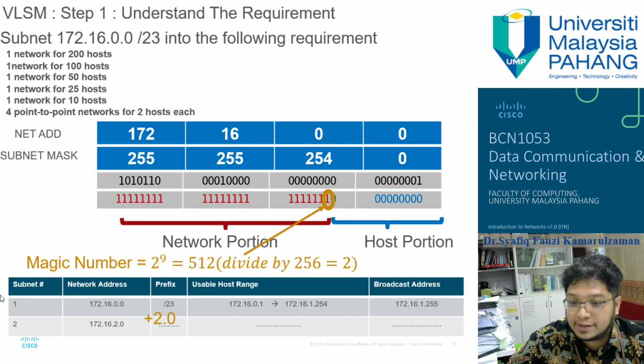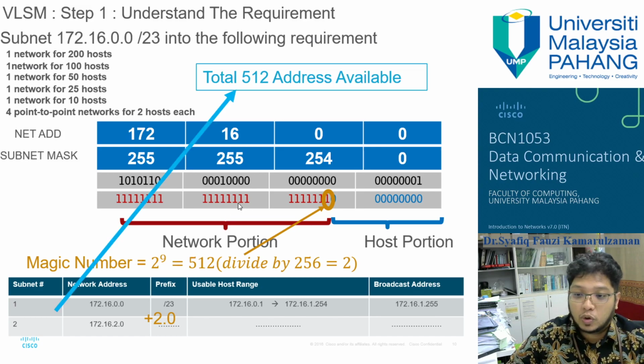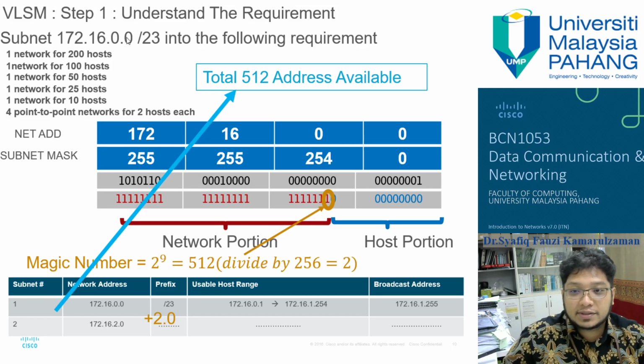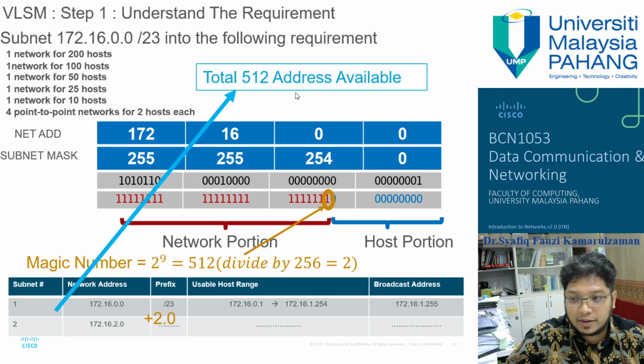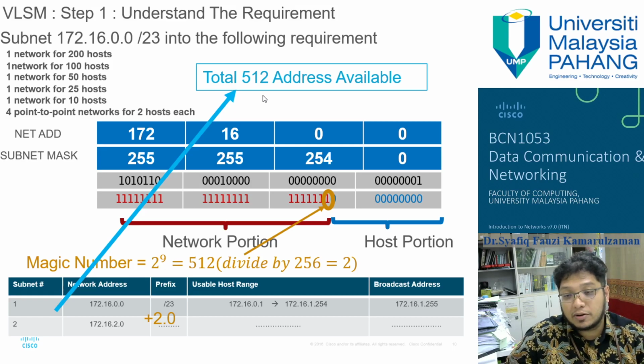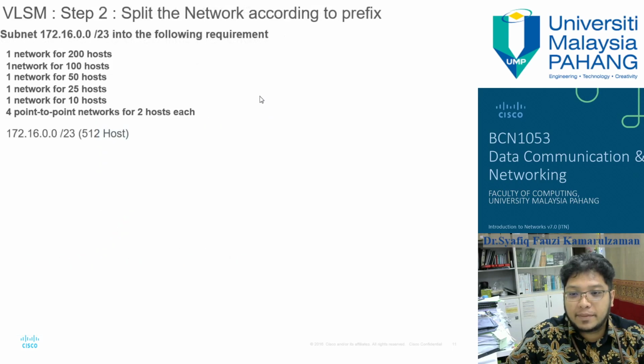So from your network address here and your broadcast address here, the total addresses you have, including the network address and the broadcast address, is 512. So for this network address, you can provide 512 addresses. It seems like a lot of addresses you can put in. So basically you can put in 512 hosts inside this network.